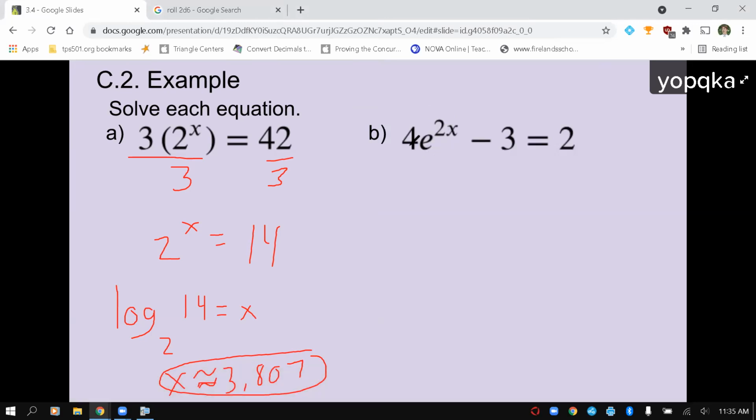All right, B is about as hard as these get. I want to get the exponential term by itself. I want to get the e to the 2x by itself. So I need to get rid of the 4 and the -3. How do we get rid of the -3? 4 e to the 2x will equal 5. To get rid of the 4, you divide.